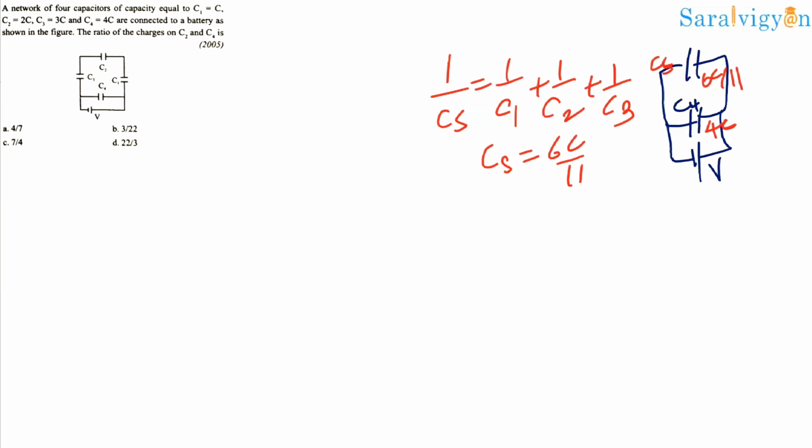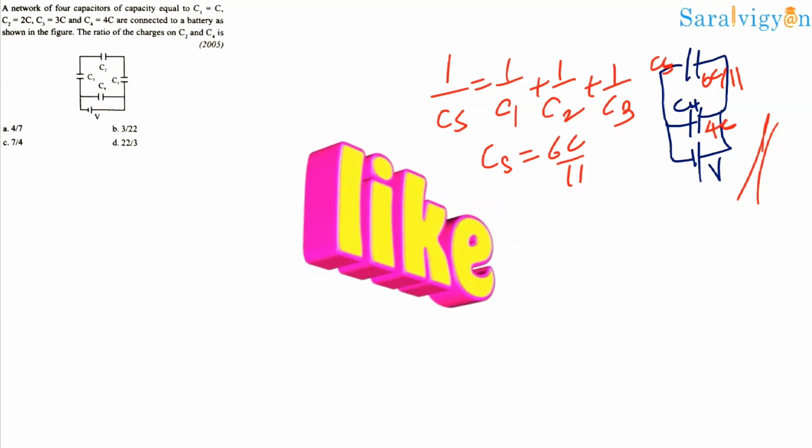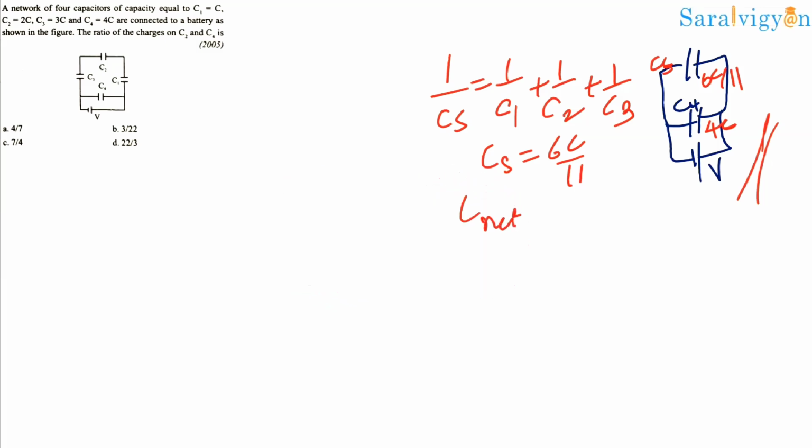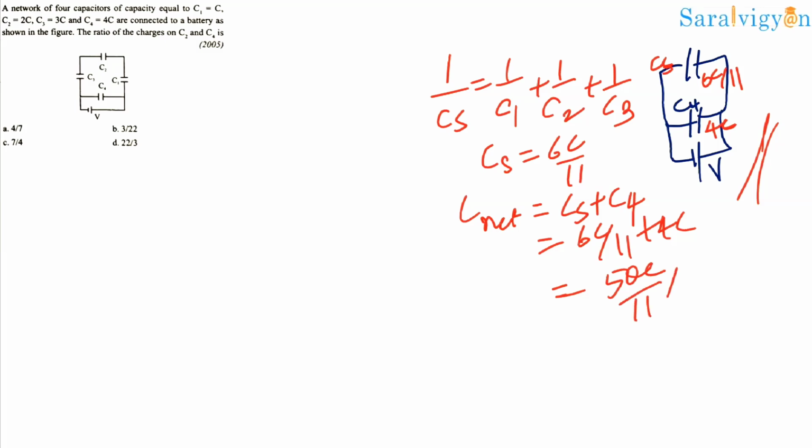Now we have to find the total capacitance in this circuit. The series connected Cs is connected in parallel to C4. We know for parallel connection C net is equal to Cs plus C4. You can just add. So Cs is 6C by 11 plus 4C, which we can take LCM and write as 44C plus 6C, which is 50C by 11.